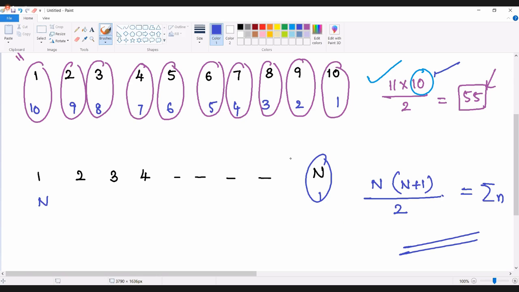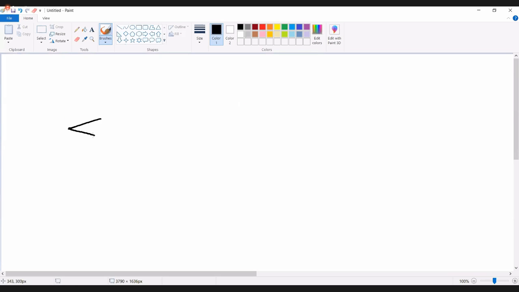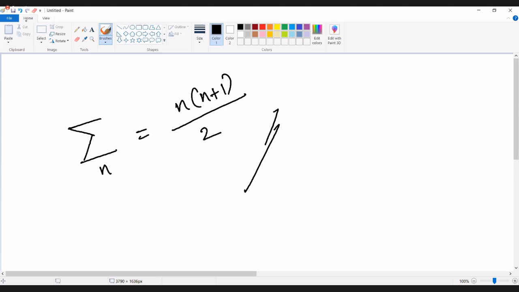So the point I want to tell you is, just remember sigma n. The formula of sigma n indicates the sum of the first n natural numbers. That is nothing but n into n plus 1 by 2.